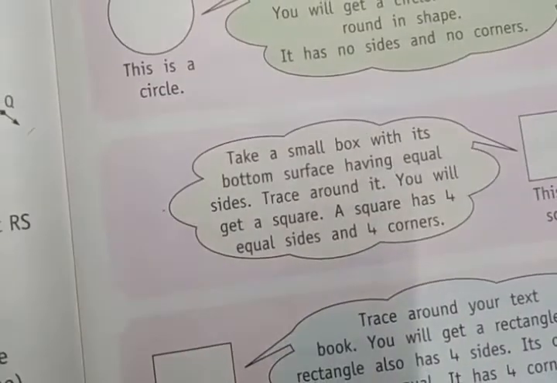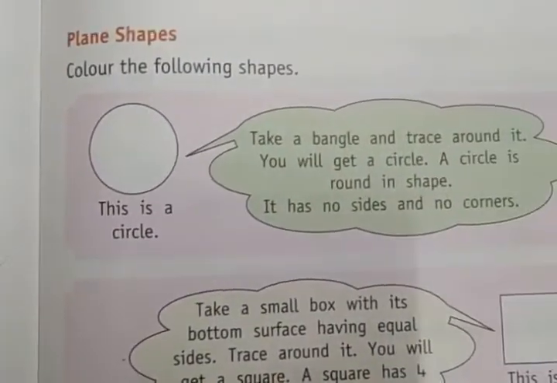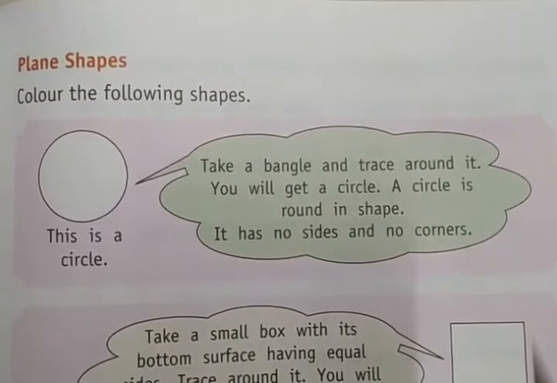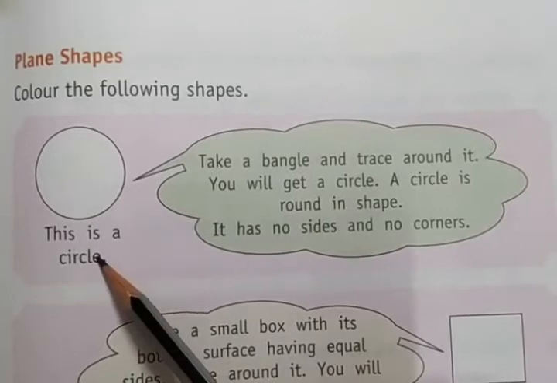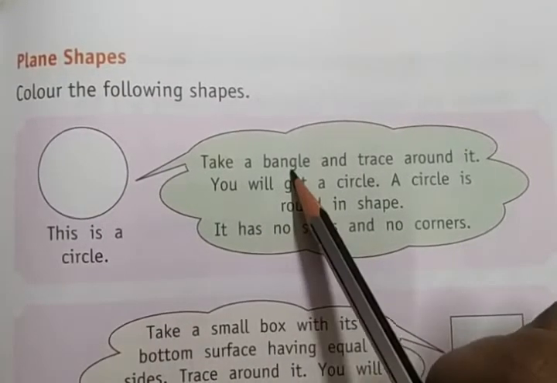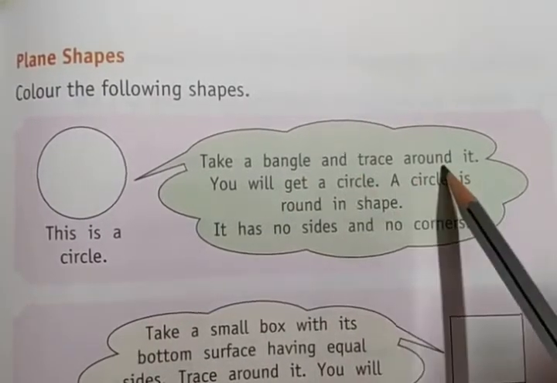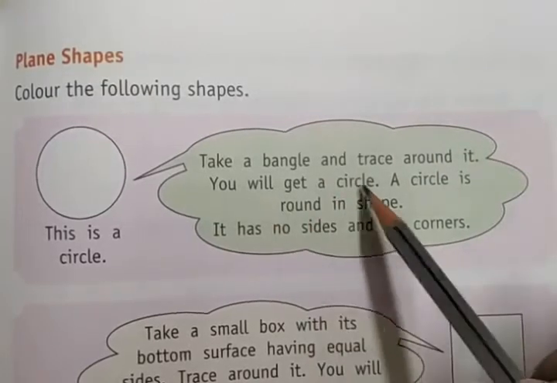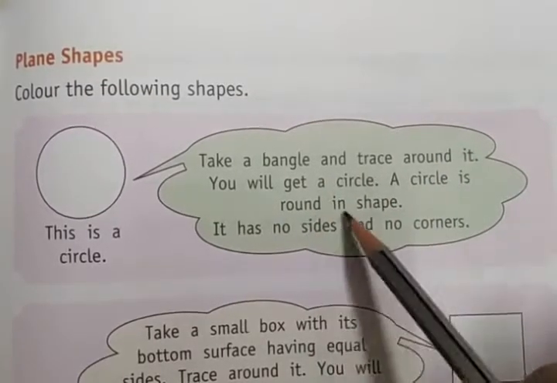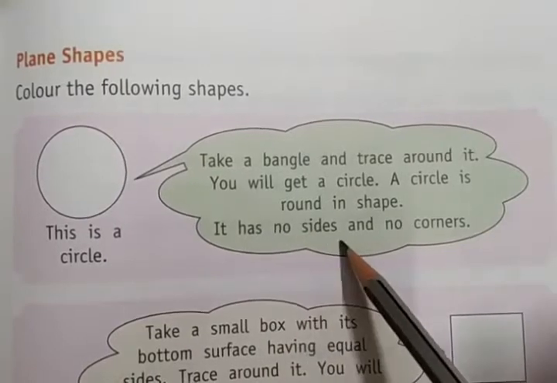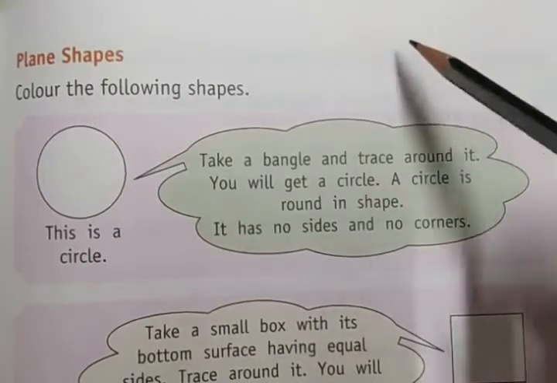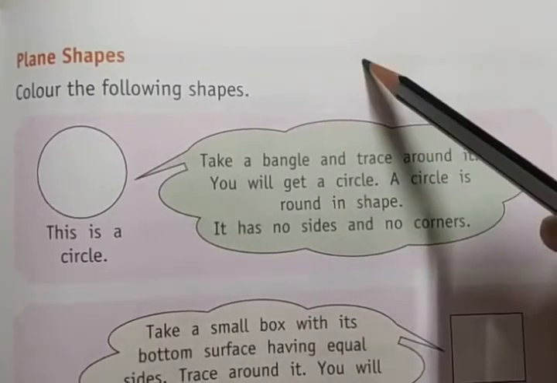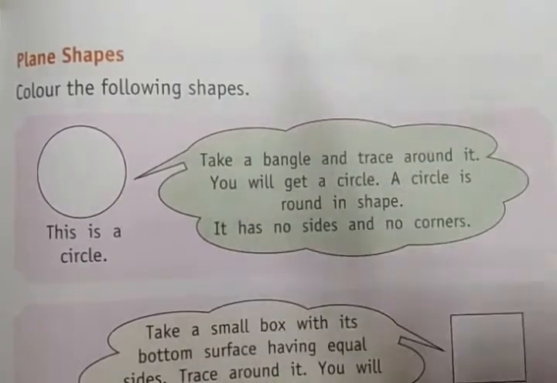Okay, plane shapes. We can see the plane shapes here. Color the following shapes. This is a circle. Take a bangle and trace around it. You will get a circle. A circle is round in shape. It has no sides, no corners. Take a bangle and draw its outline. You will get a circle.